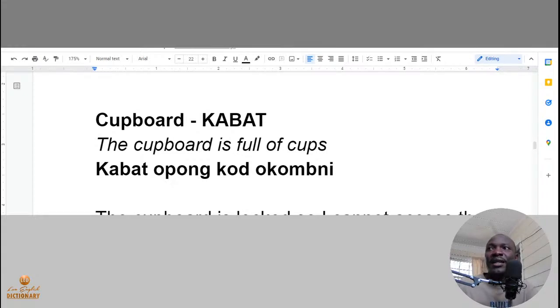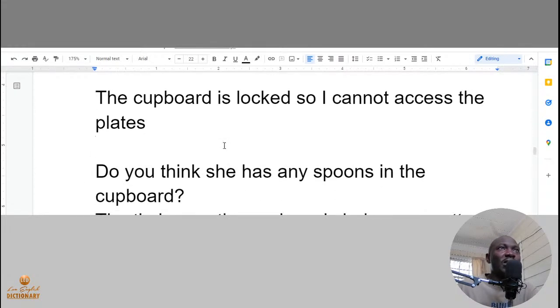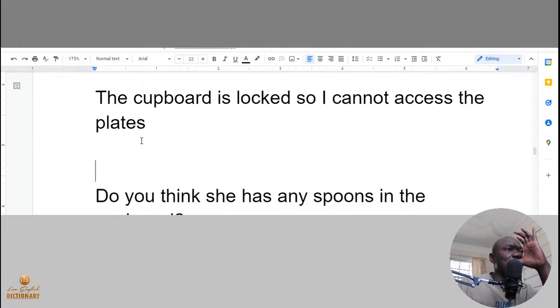Now the next one. The cupboard is locked, so I cannot access the plates.